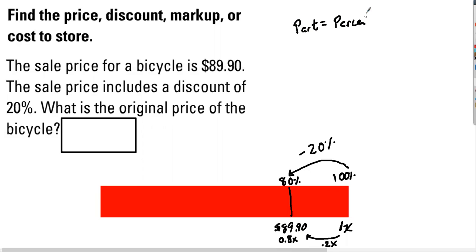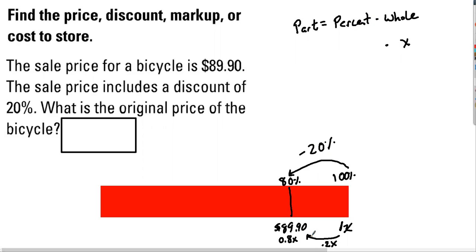is equal to some percent of my whole. What is the original price? I don't know this amount right here. So I'm going to call that X. Now, with my percent, I have to be very careful here. I don't want to plug in the 20% because I don't know how much I'm taking away as a dollar amount. So 20% of X would give me the part that would go right here in this picture.